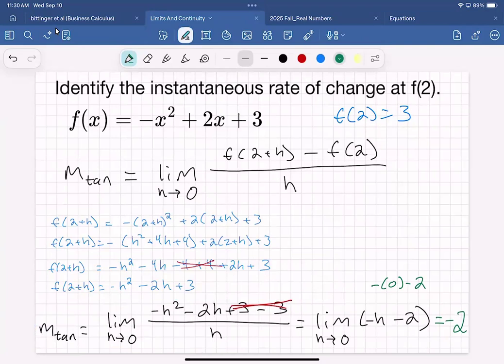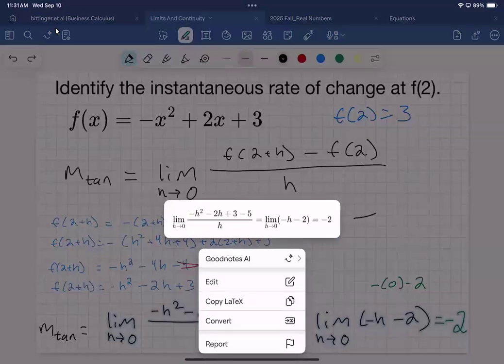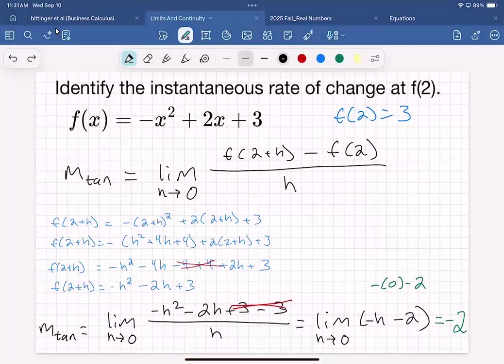Right? If I plug in zero, I get -2. What that means is, when I go through all this work, the slope of the tangent line at x equals 2 is -2. Okay. Now, for us here, the instantaneous rate of change, we would just say the rate of change we're focused on is the -2. Okay, so that would answer this question here.